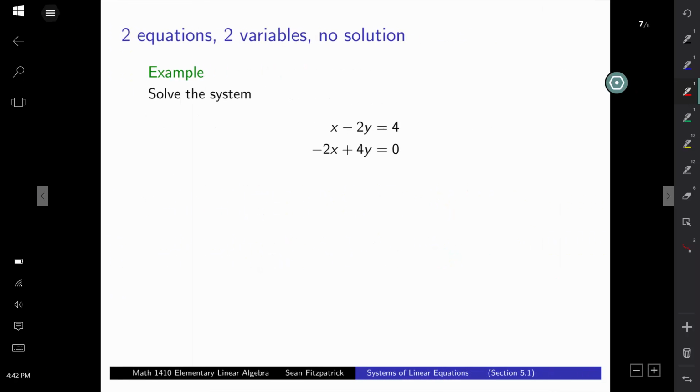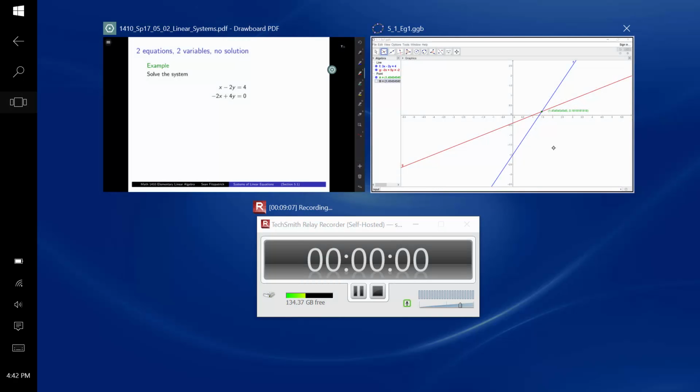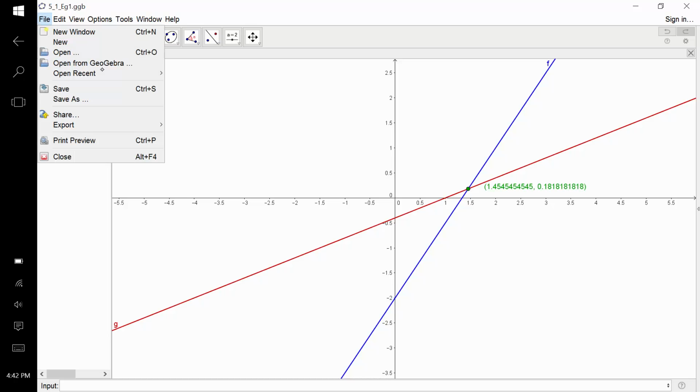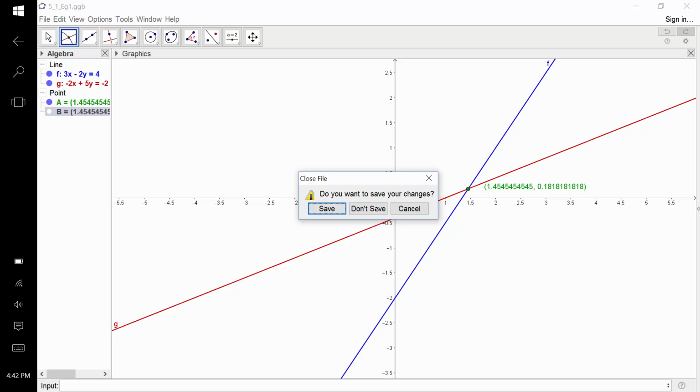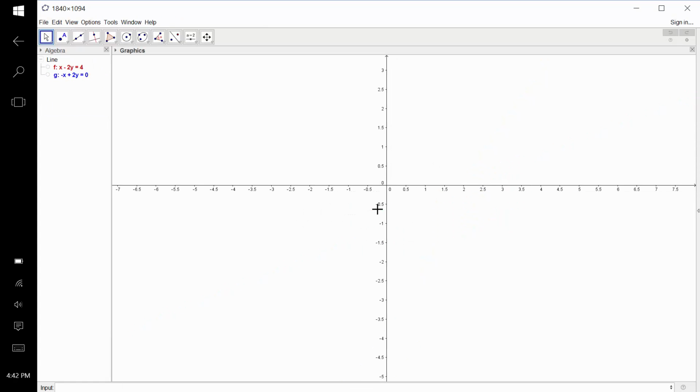Okay. Here's another example, 2 equations, 2 variables, no solution. Again, we can see this graphically. Why don't we get a solution in this case? Let's open up this guy. What do we have? Okay, nothing yet. I haven't plotted the lines.